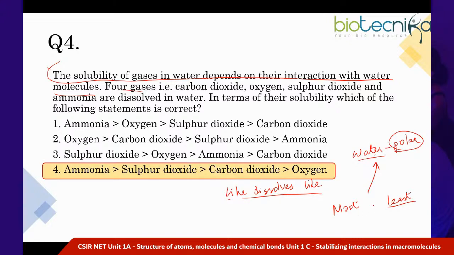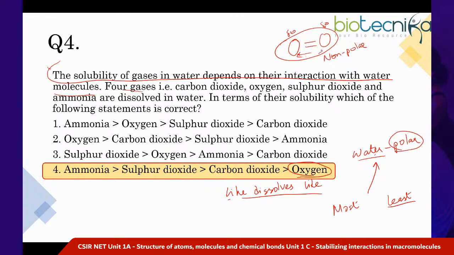Now, see if you take oxygen. So oxygen has a structure like this. This is a completely non-polar molecule because it doesn't have any partial charge. This is also delta zero, this is also delta zero. No partial charges because both have equal strength of attracting electrons. So both of them will be pulling with equal force.